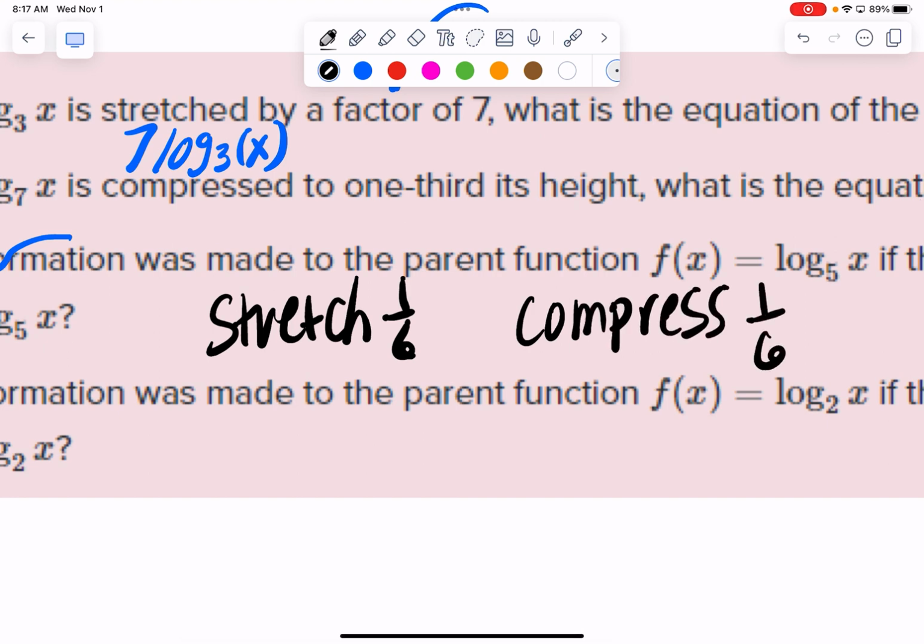Like you were saying, a double negative. But no, we don't write that. You're saying it compresses by 6. Yeah. My bad, my bad.